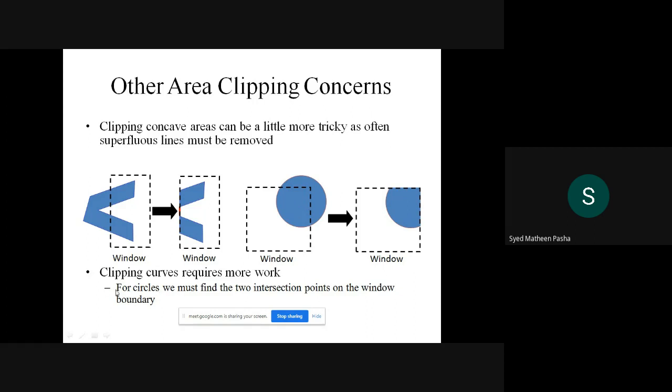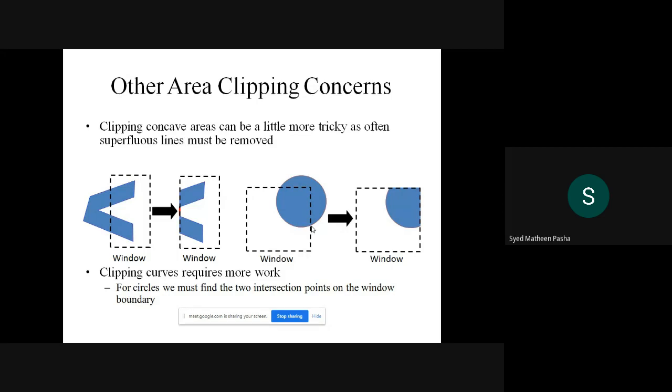Check out here, for circles we must find the two intersection points on the window boundary. As you can see here, there are two intersection points with respect to the circle. This is the one intersection point, this is the another intersection point. If there are two different intersection points with respect to a similar object, you need to perform a huge number of calculations, which is actually a very difficult task to perform.